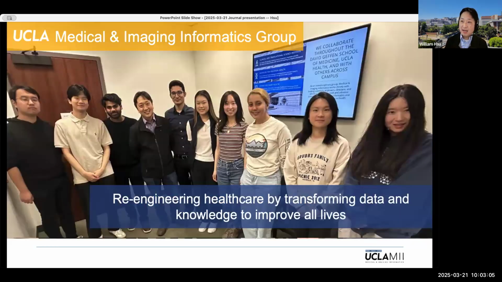So before I get into my paper, I just want to introduce the group. So this is the Medical and Imaging Informatics group, specifically my lab, the SHU lab, that is one of several groups in this group. And really our mission is to re-engineer healthcare by transforming data and knowledge to improve all lives. We are located at UCLA, actually just right across the street from the School of Medicine, and UCLA is a single campus. So we really have all the engineering and applied sciences type of expertise all in one place.